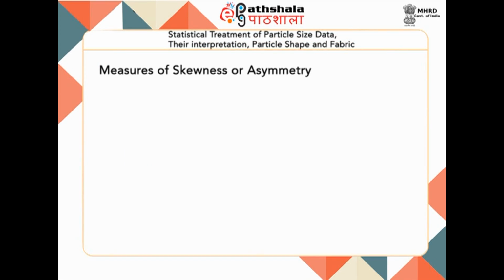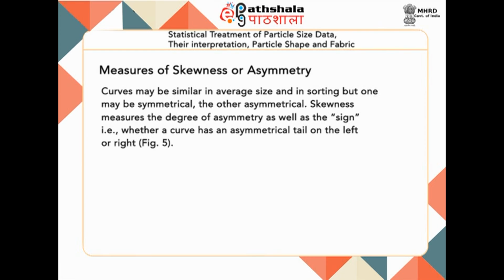After this, we have to judge how the distribution curve is skewed, or what is called the asymmetry of any distribution curve. The curves may be similar in average size and in sorting values, but one may be symmetrical and the other asymmetrical. Skewness measures the degree of asymmetry as well as the sign, that is, whether it is negatively skewed or positively skewed, whether a curve has an asymmetrical tail on the left or the right.